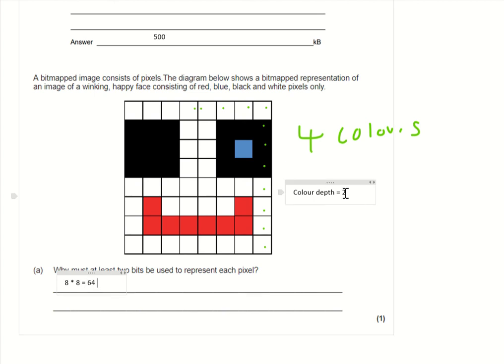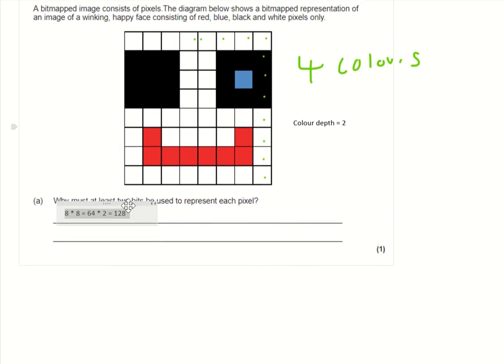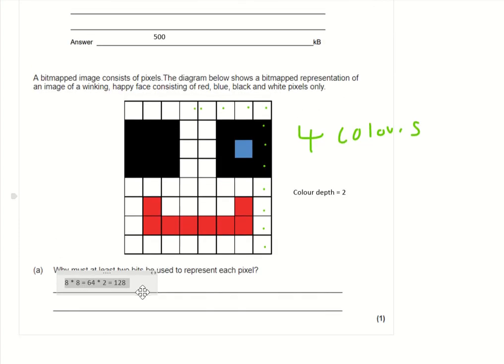I already know the color depth is 2 because I already worked that out, because there's 4 colors, 1, 2, 3, and 4. So 4 colors, 2 bits. So multiply that by 2 for the color depth, which gives me 128. And then it asks me to represent, what's it asking for? Oh, sorry, it's not even asking that in the question. Let's suppose it's asking me to just represent it in bytes, okay? So to turn it into bytes, I divide it by 8, which gives me 16, okay? And there we go. So that would be 16 bytes used for that image there.